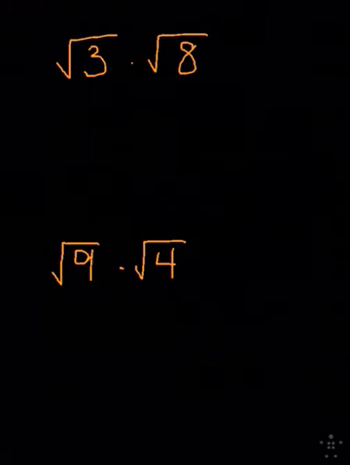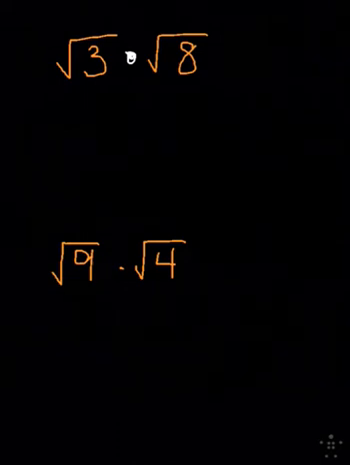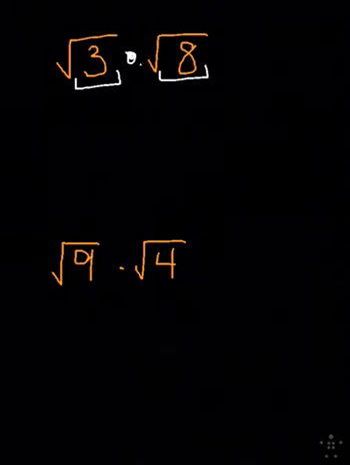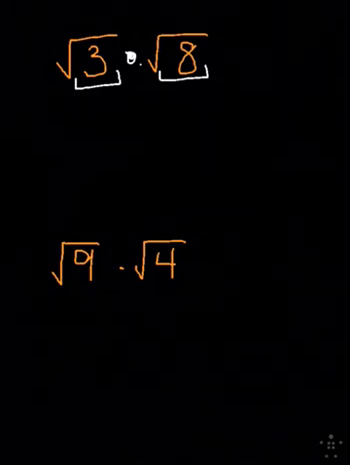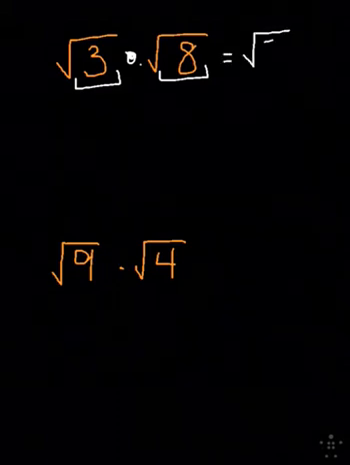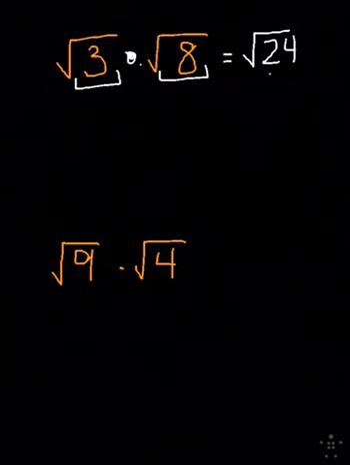So here's our first example. We have the square root of 3 times the square root of 8. It's understood there are ones in front of both of these. So if you want to write ones, that's fine. But we're going to multiply the numbers under the radicals together. We can multiply any numbers together when we're dealing with these radical expressions. So 3 times 8 is 24. This is the square root of 24. So we multiplied. Now we have to simplify.